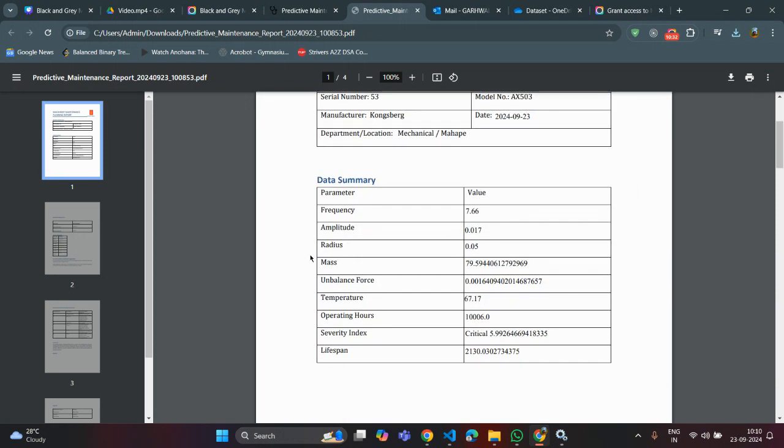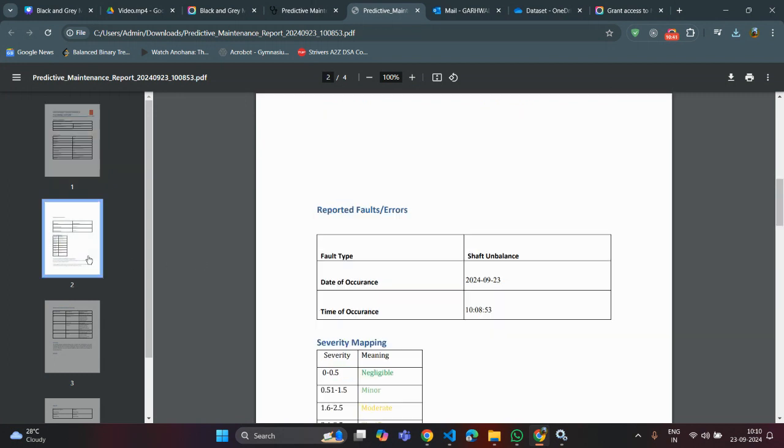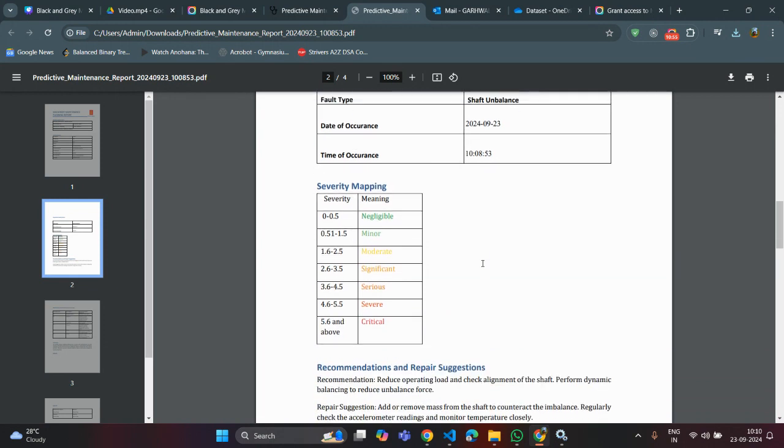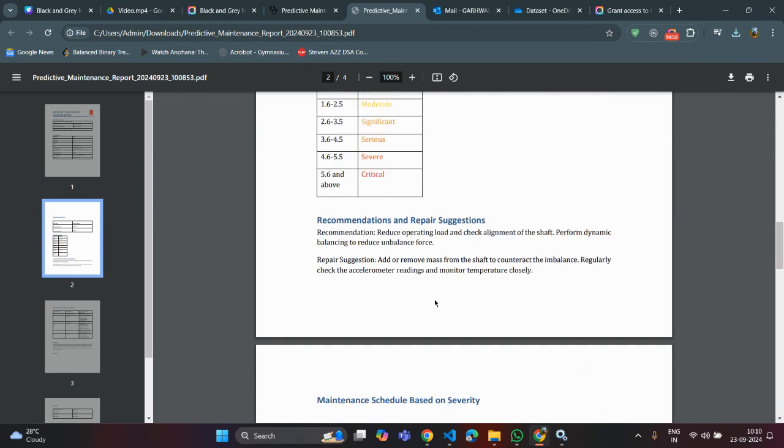Then it has the parameters which we have predicted, like the frequency was 7.66, the lifespan was 2160. It shows the kind of fault: an unbalanced shaft fault was detected. Then we have the date of occurrence and the time of occurrence, when the fault occurred. This is the severity mapping. Then it gives some recommendations or suggestions for repairing the machine.